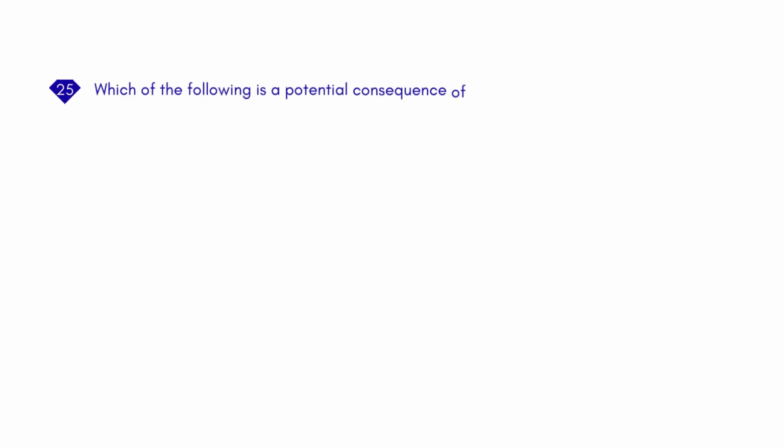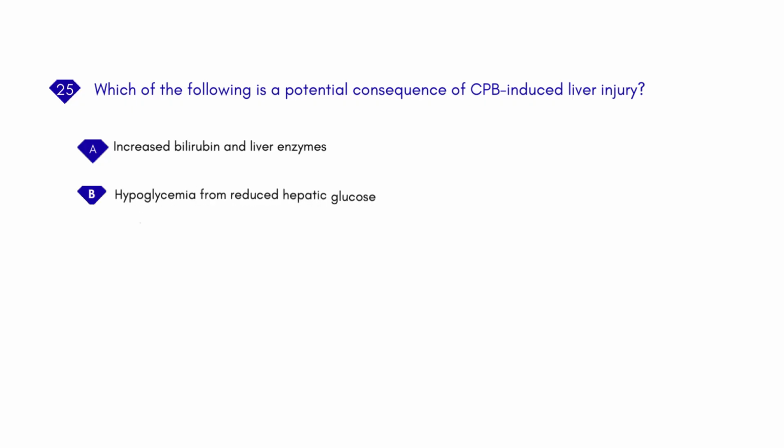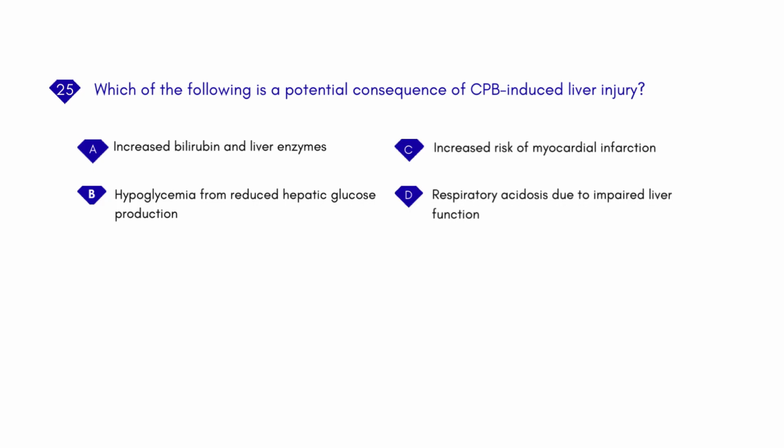Which of the following is a potential consequence of CPB-induced liver injury? A. Increased bilirubin and liver enzymes. B. Hypoglycemia from reduced hepatic glucose production. C. Increased risk of myocardial infarction. D. Respiratory acidosis due to impaired liver function.